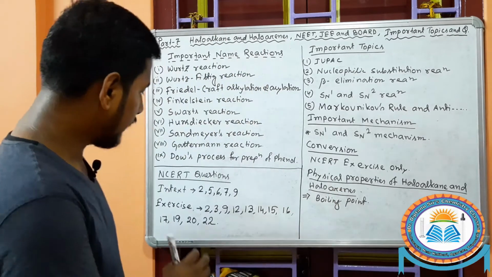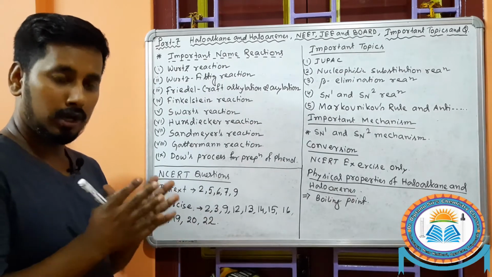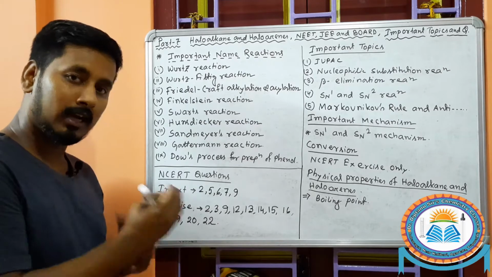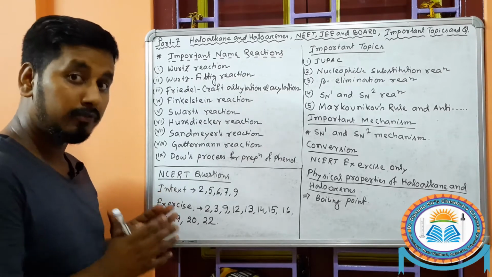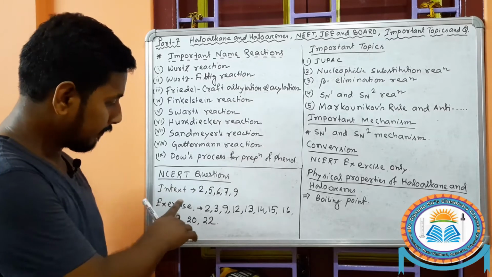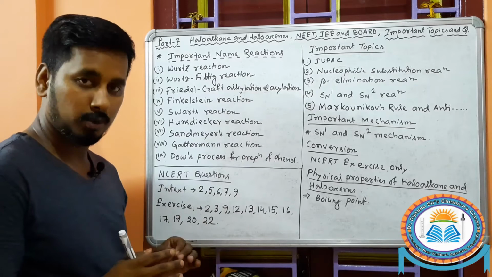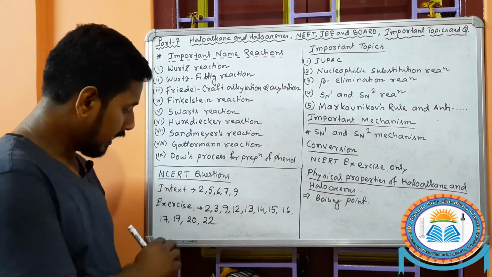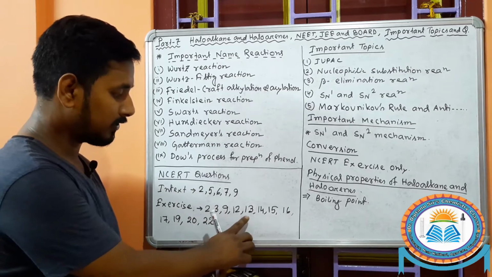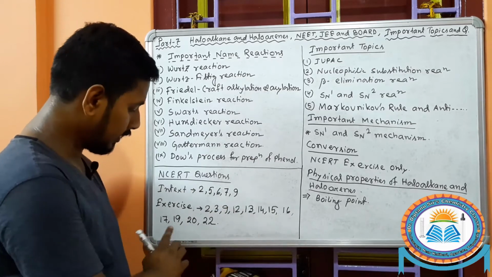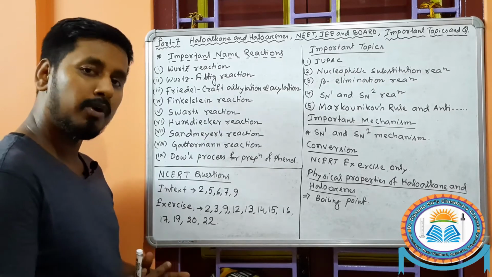After that, NCERT questions. Which NCERT questions should you study well rather than the other questions? In the in-text part of your NCERT questions, question number 2, 5, 6, 7 and 9. These questions are the most important. And from the exercise part, question number 2, 3, 9, 12, 13, 14, 15, 16, 17, 19, 20 and 22. These are most important questions.